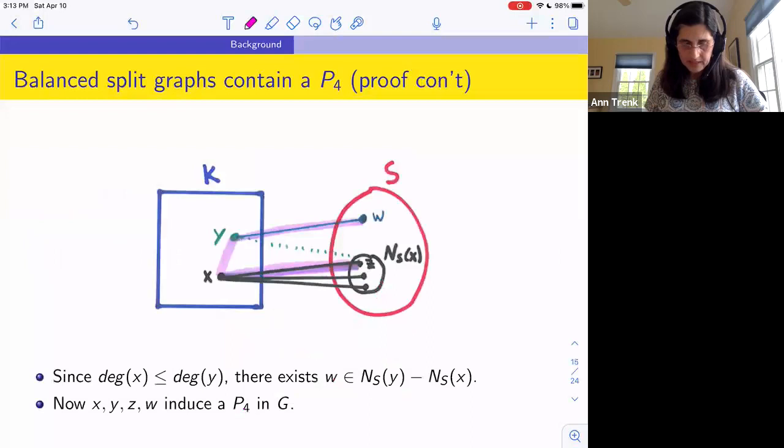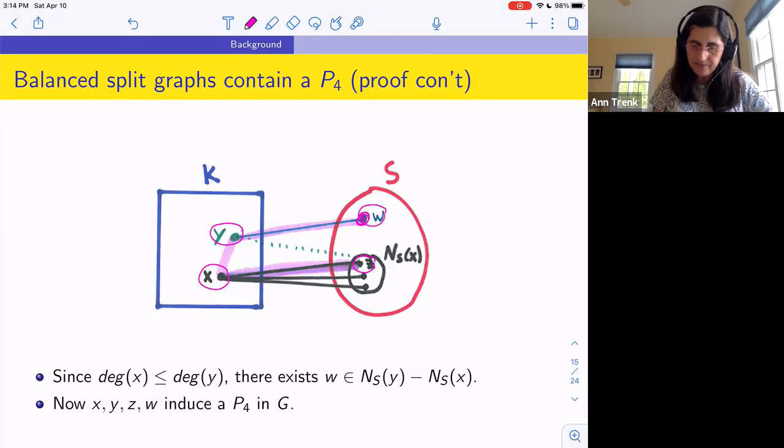All right, so then what happens next? Remember, I chose X to have minimum degree in the clique side. So now that means that Y has degree at least as large as X. And since X has a neighbor, namely Z, that's a non-neighbor of Y, that means that Y must have a neighbor that is a non-neighbor of X. And so that neighbor must exist over here in S. So we're going to call that one W. And now I know that X is not adjacent to W because W is a neighbor of Y that's a non-neighbor of X, and voila, there's my P4. So it's a constructive proof that such a graph will have a P4.